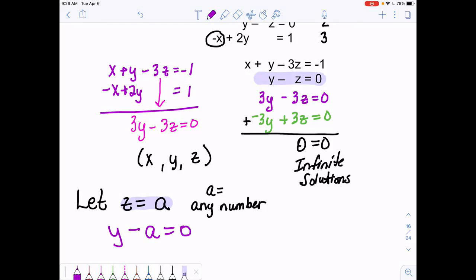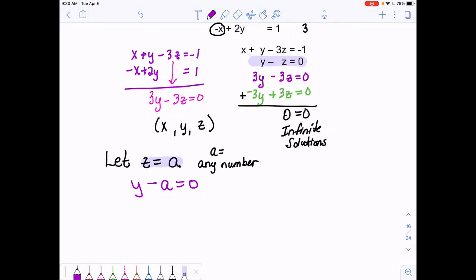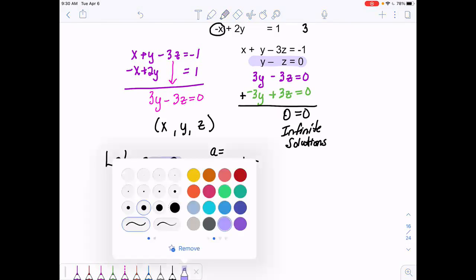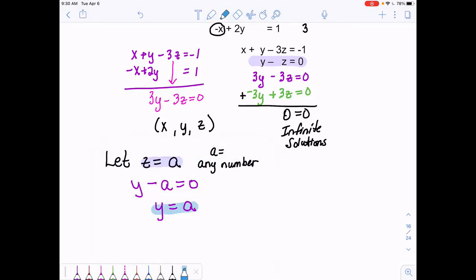So now I'm trying to find a way to write the solution to match the equations that were given. If you solve for y, you find that y is also equal to a. What does that mean about y and z? They're the same. So they're both ones, they're both twos, they're both fives, they're both 100s. They're going to be exactly the same. So now we're going to take my y variable and the z variable and go back into the first equation and figure out a way to write or represent x.